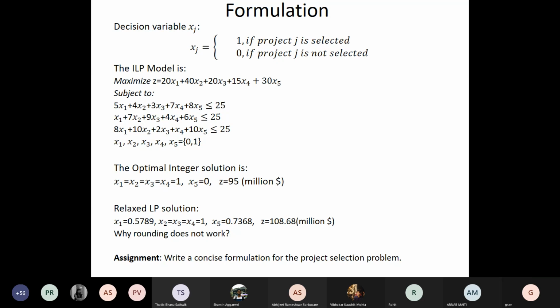So you need a separate method to solve an integer program, which is called branch and bound. It is a divide and conquer strategy, which we'll discuss later on. So this gives you the motivation for why you need to study the integer program separately. It is not like a linear program.